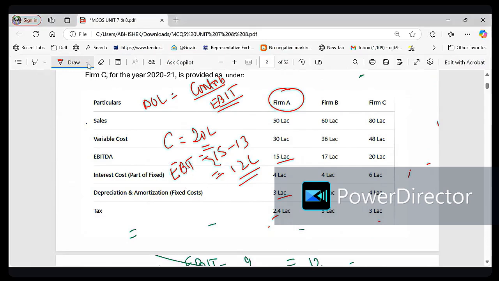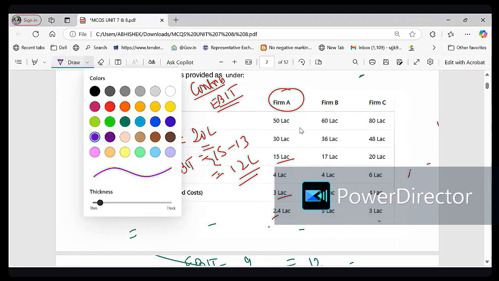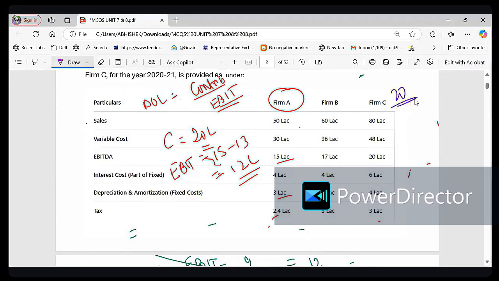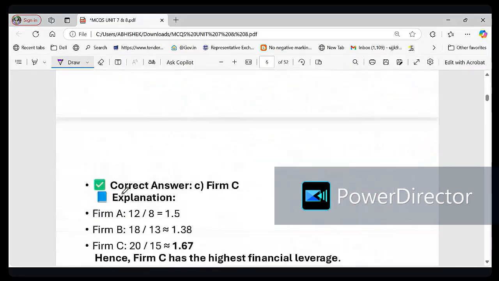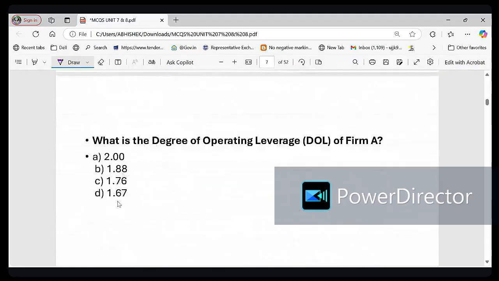You have to put contribution in the numerator. What is contribution? Contribution is 20. And what is our EBIT? It is 12. So 20 upon 12, which will be nearly about 1.67. So let me come back to this particular question. Option number D is the correct answer. 1.67 is the correct answer.